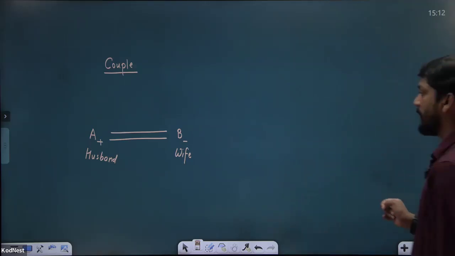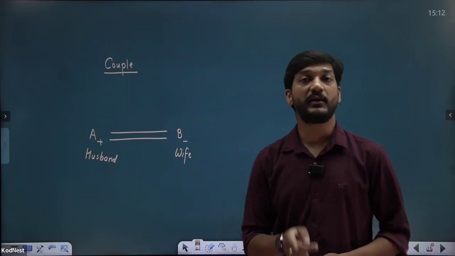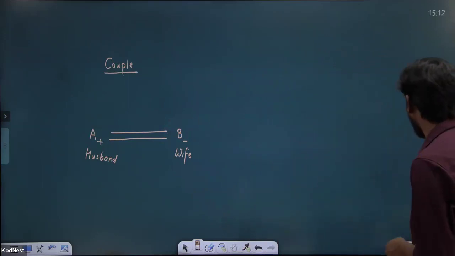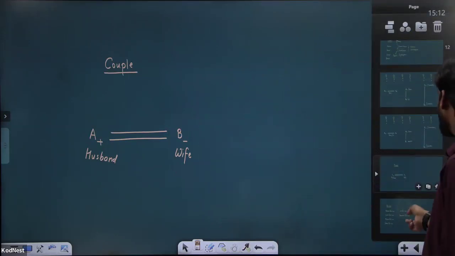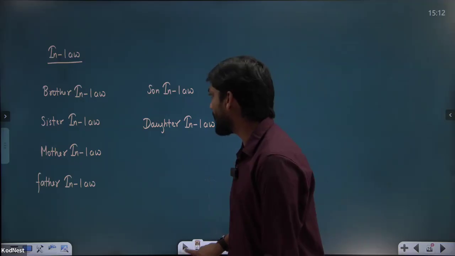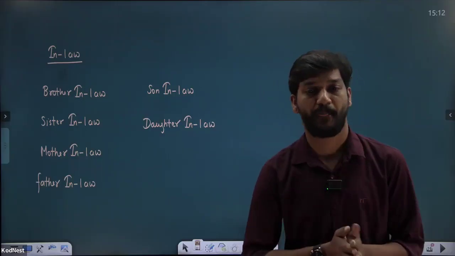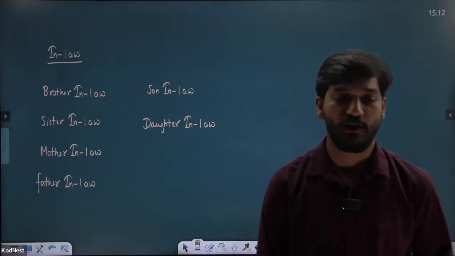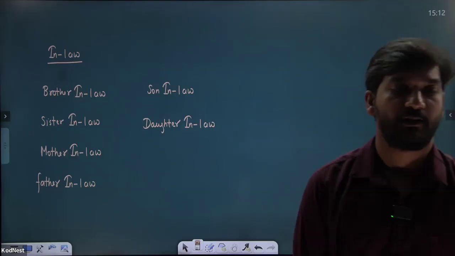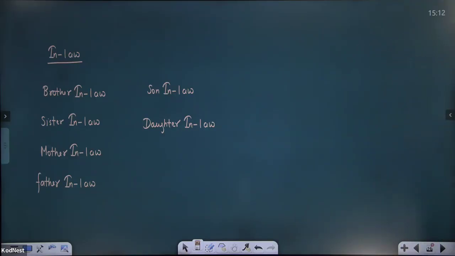Now, once we take husband and wife, then the in-law relation also will come. If I ask you a question, do you have any in-laws? Do you have brother-in-law? Do you have mother-in-law? Do you have sister-in-law? Do you have father-in-law? Do you have? Answer that. Do you have? Okay. Then why not? Why don't you have brother and sister-in-law? Why don't you have mother-in-law and sister-in-law?